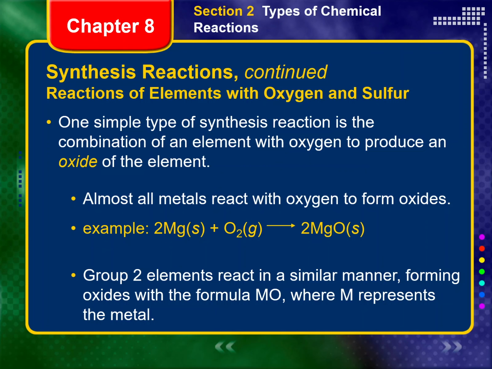For example, when a thin strip of magnesium metal is placed in an open flame, it burns with a bright white light. When the metal strip is completely burned, only a fine white powder of magnesium oxide is left. This chemical reaction is represented by the following equation on the screen here. 2 magnesium solid plus 1 oxygen molecule in the gaseous form react to form 2 magnesium oxides in the solid form.